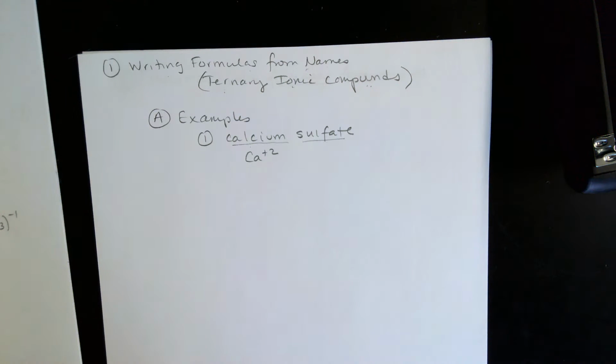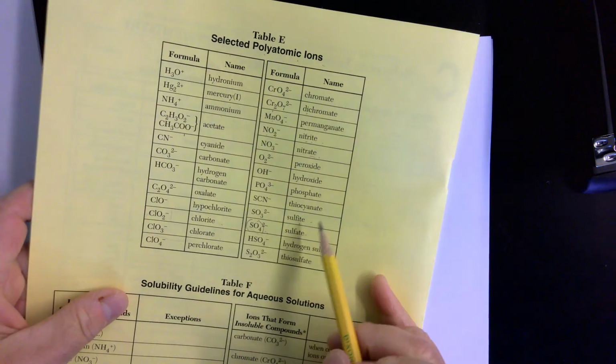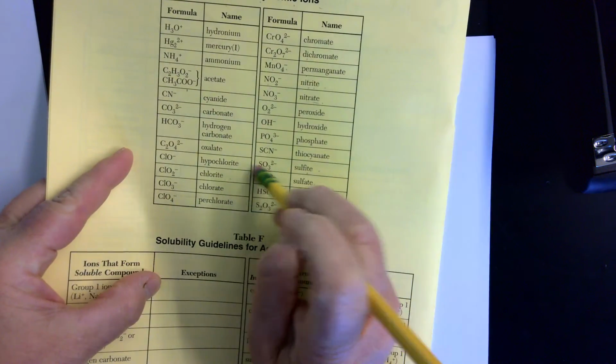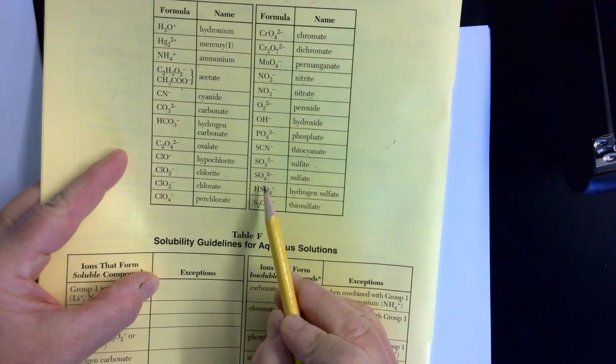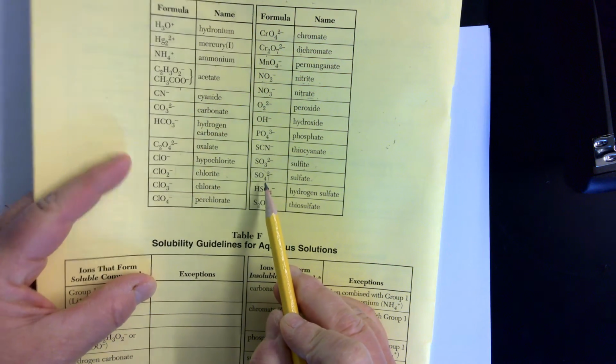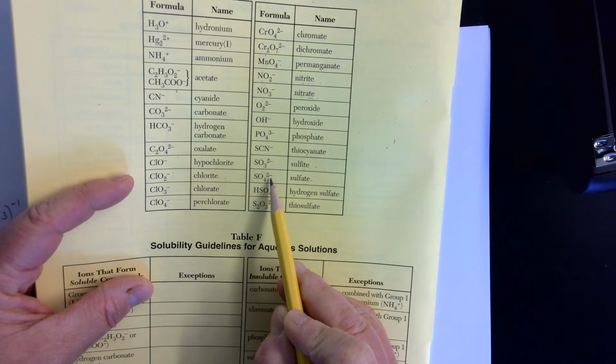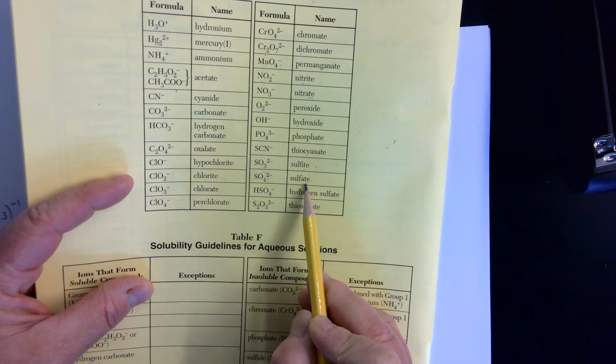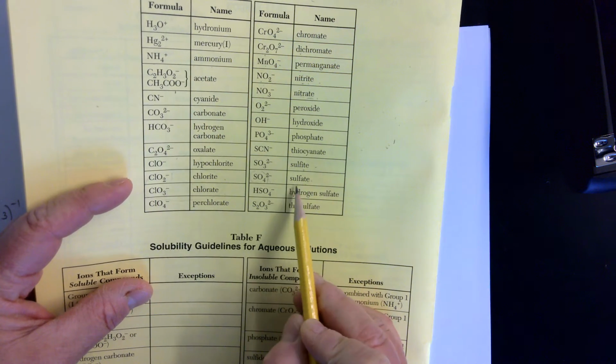As for the sulfate, we need to go to reference table E and look up sulfate. Sulfate is listed here as SO4 with a -2 charge. Be careful that you're not looking at sulfite. Sulfate is SO4 -2.